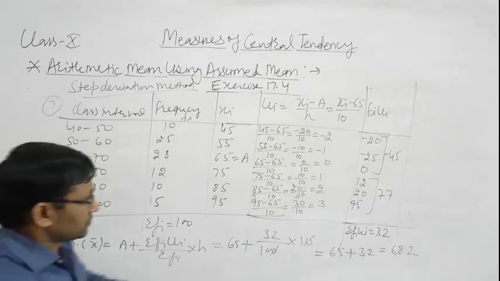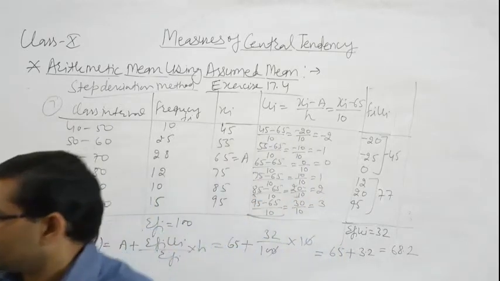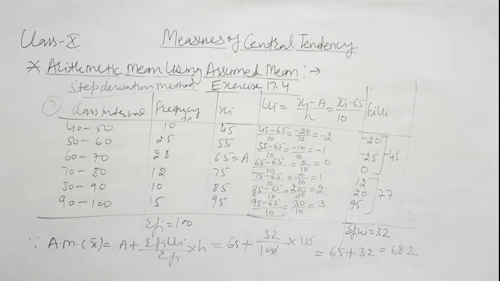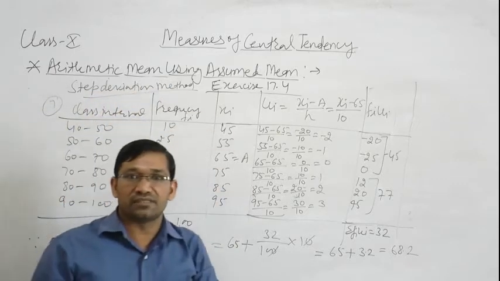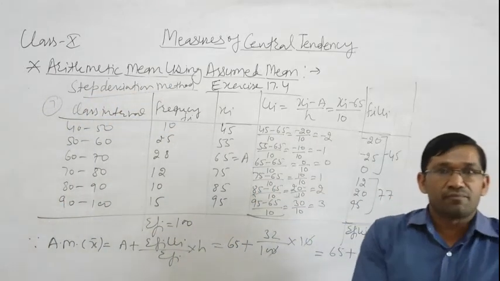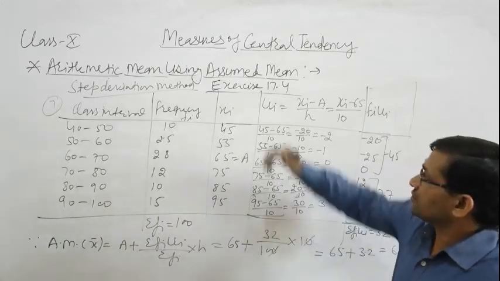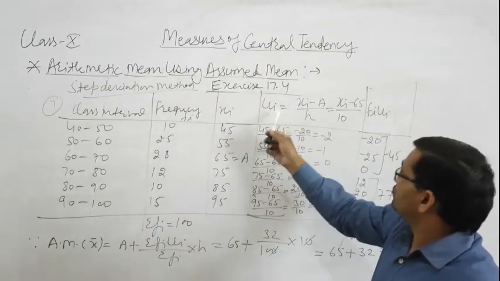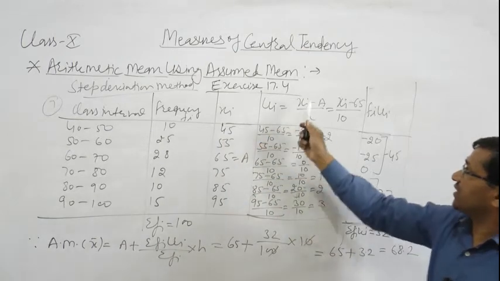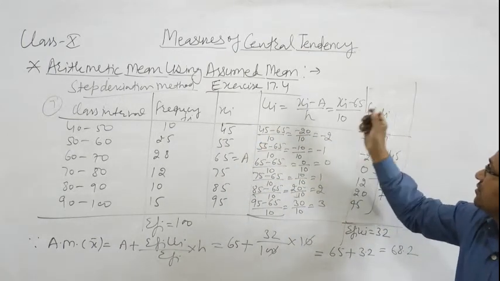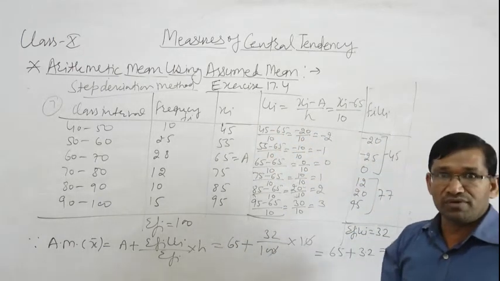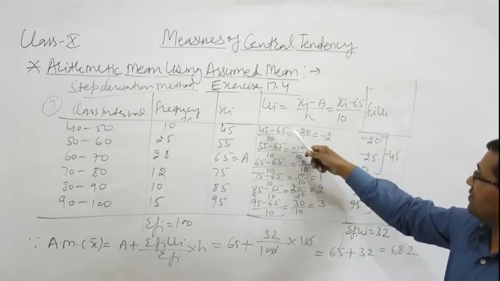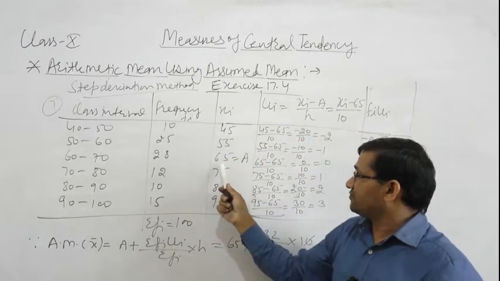So this is question number 7, and question number 7 is the last question of this exercise. We solve this question by using the step deviation method, because this is the second part of the assumed mean method. So for the step deviation method, we find ui. ui is equal to xi minus a upon h. These xi values are the same as for the assumed mean method, and a is the value of xi which we assume.